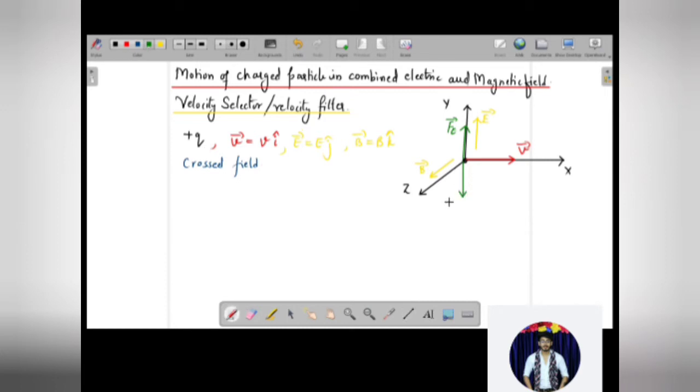So this is going to be your magnetic Lorentz force, FB, let's say. This is your electrostatic force in the direction of electric field, and there will be magnetic Lorentz force which is going to act perpendicular to the plane containing V and B, which is downwards in this case.